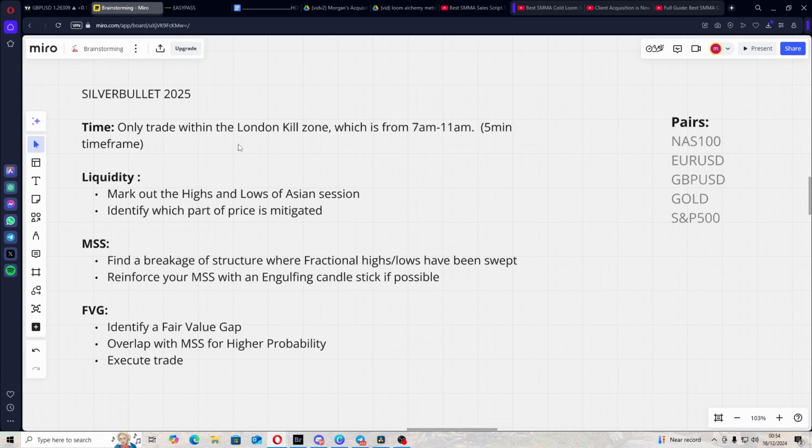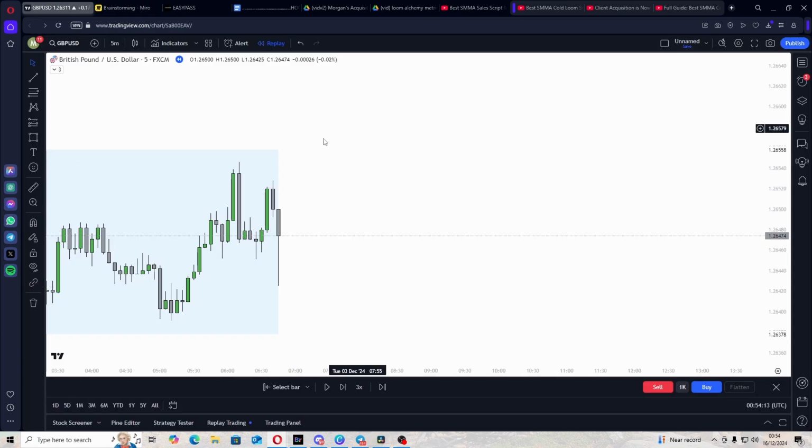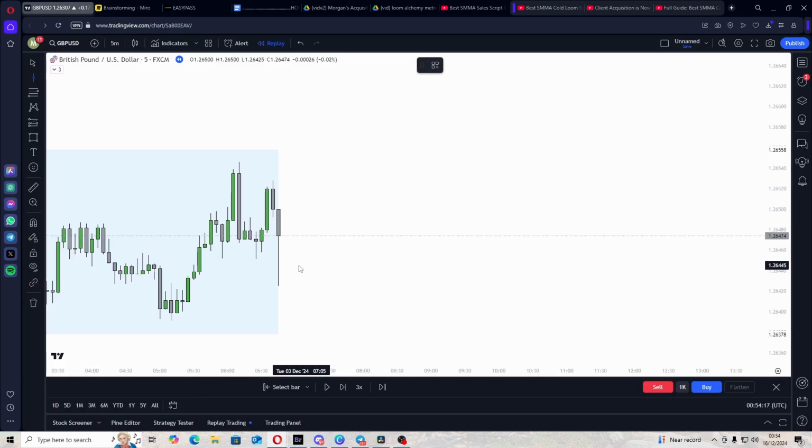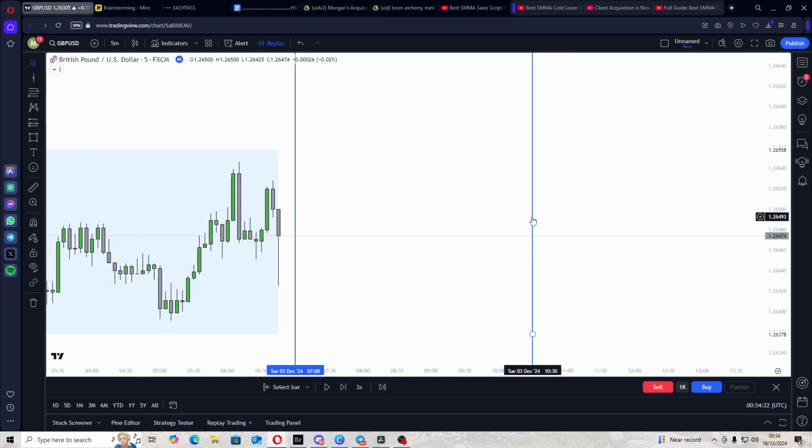You can see right here, all you need to do is trade within a London kill zone, which is from 7 a.m. until 11 a.m. on the 5-minute time frame. So what I'm going to be doing is marking out my 7 into 11. You can see right here, this is 7 o'clock, and here is going to take place at the end of our trading time.